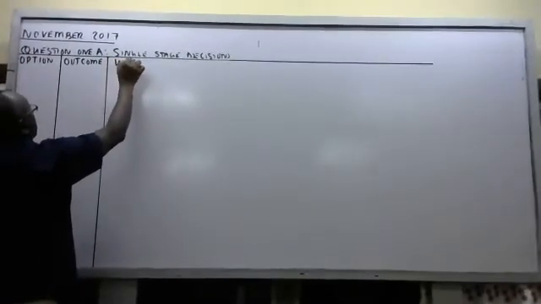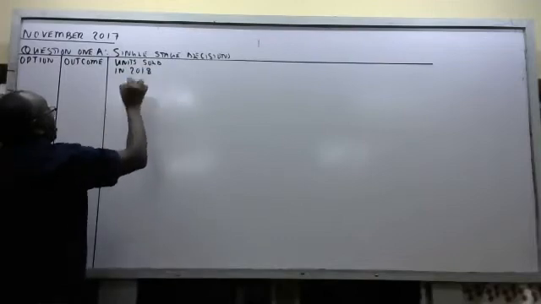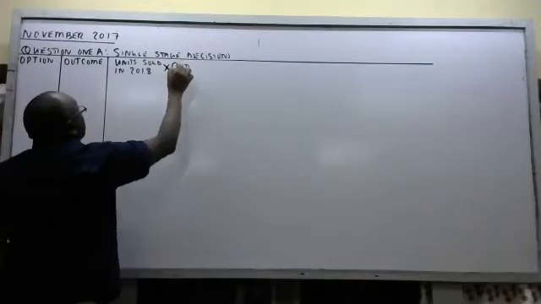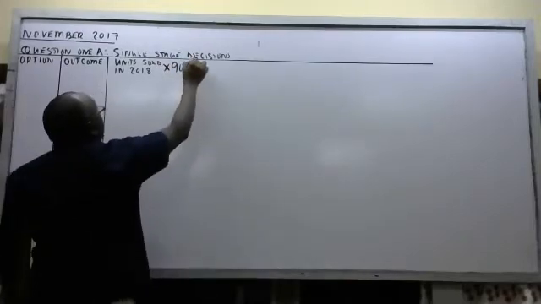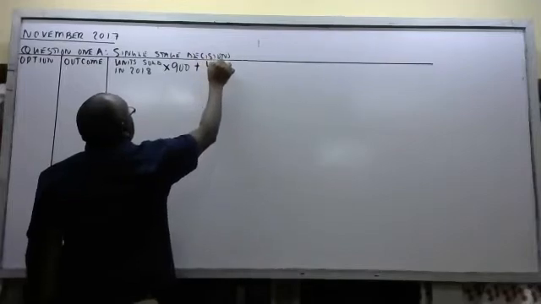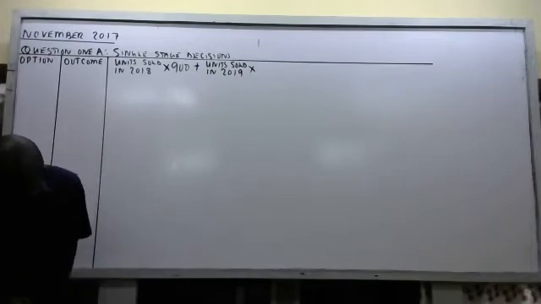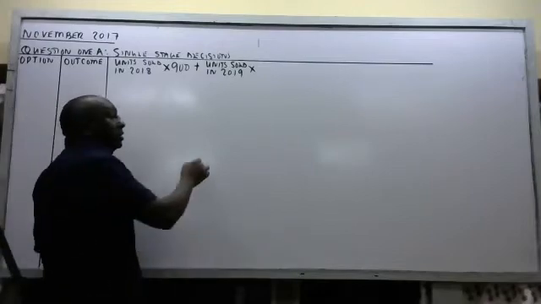Then we will have units sold in 2018. That is the year of production. Units sold in 2018 times 900 shillings, plus units sold in 2019 times the selling price in 2019, which is 300.